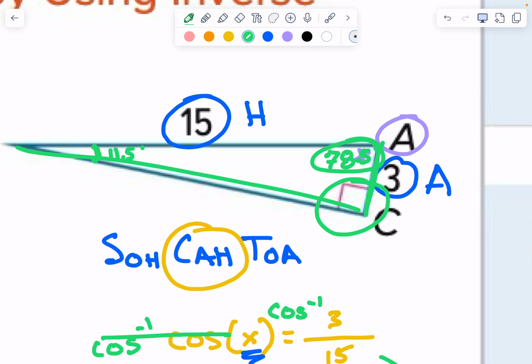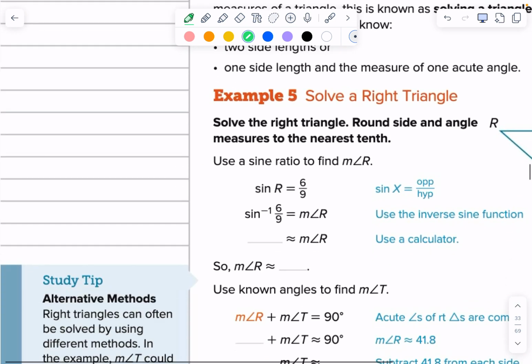Cosine of 90 is 0. Sine of 90 is 1. Tangent of 90 is undefined. It doesn't have an answer. Okay? All right, let's go.